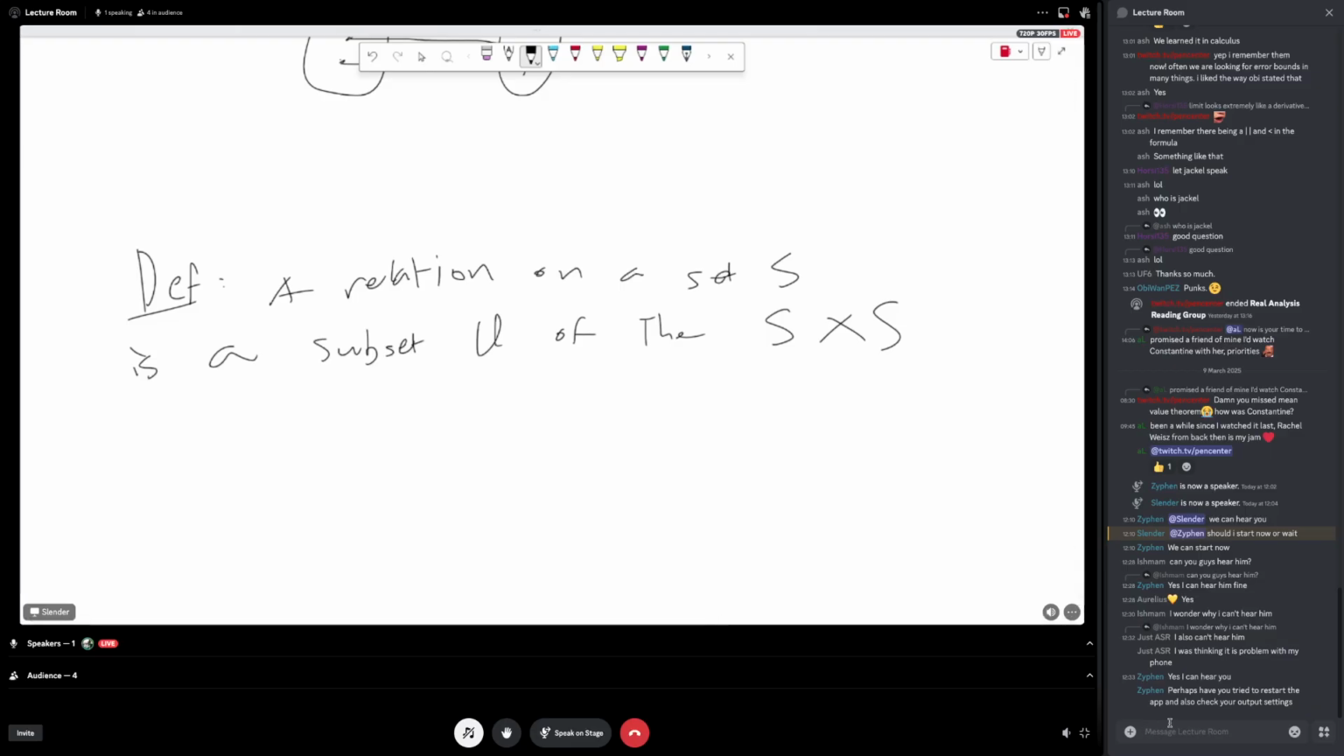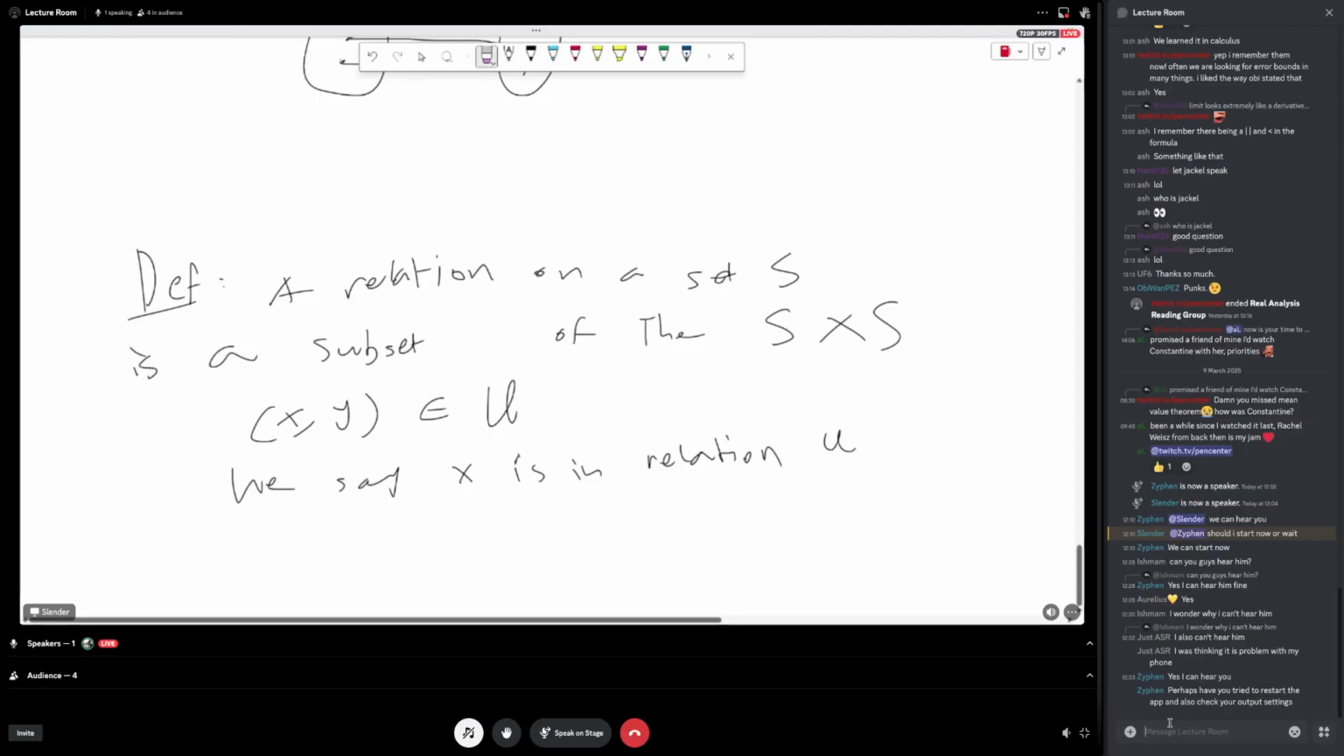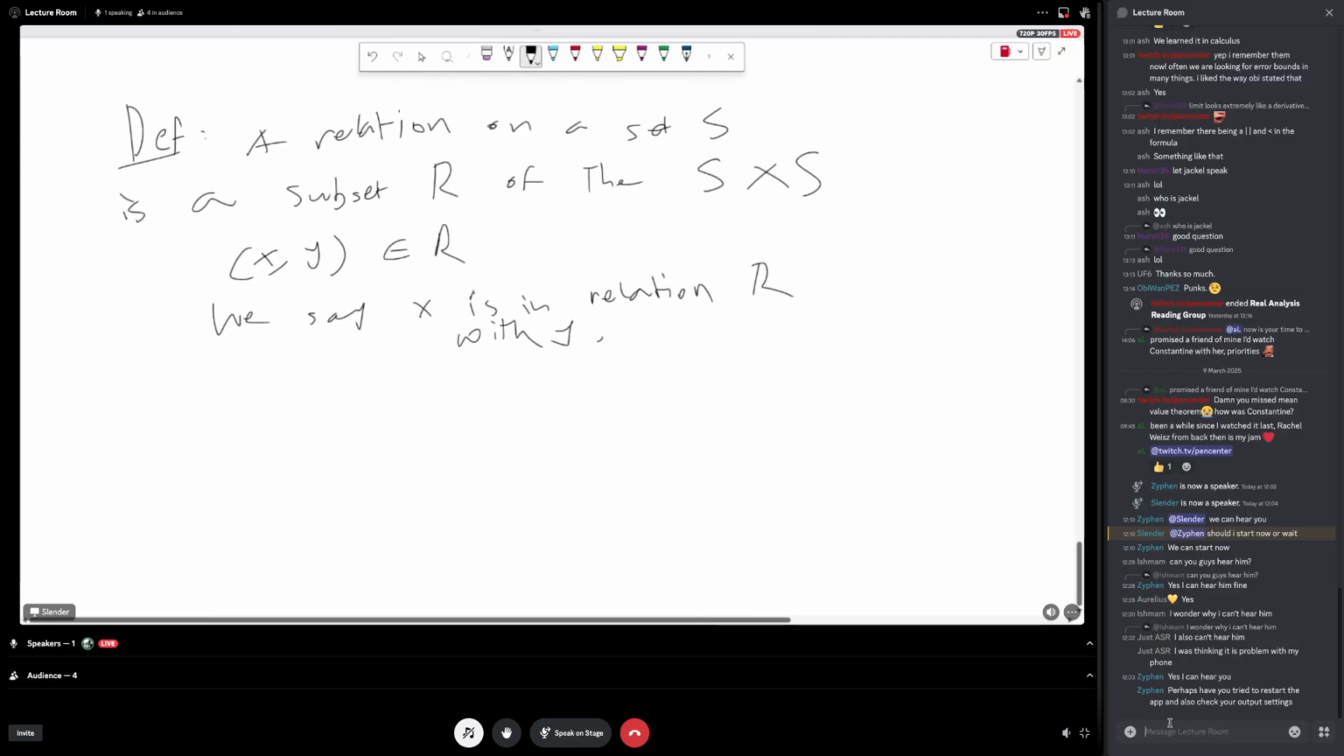So, for example, let's say we have some x, y in this subset U, then we say x is in relation U. Let's just use R instead of U. It sounds much better. x is in relation R with y.